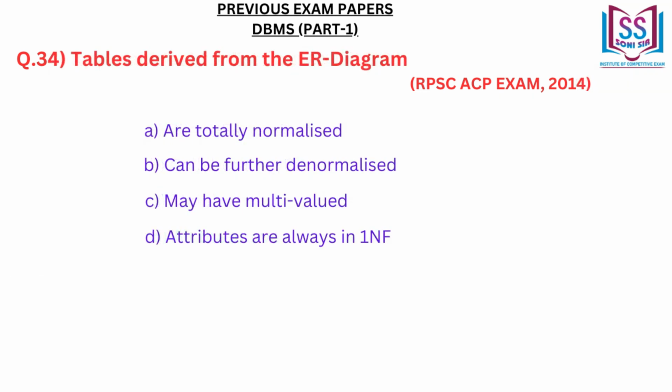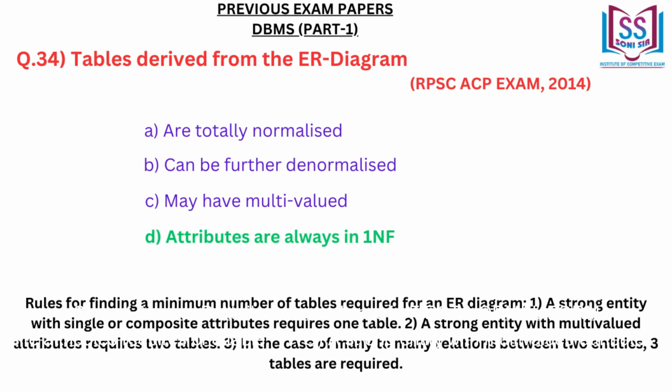Tables derived from the ER diagram. A. Are totally normalized. B. Can be further denormalized. C. May have multi-valued. D. Attributes are always in first normal form. Correct answer D. Attributes are always in first normal form.